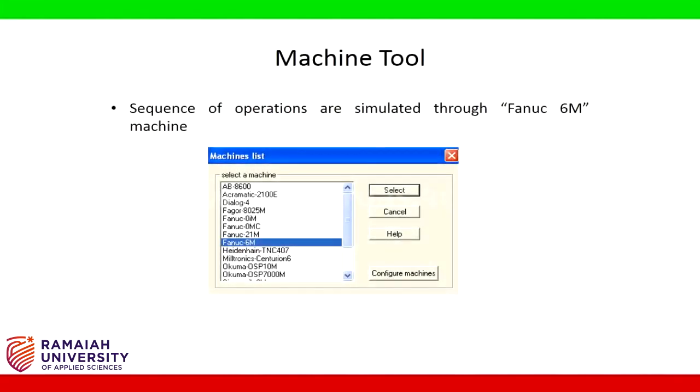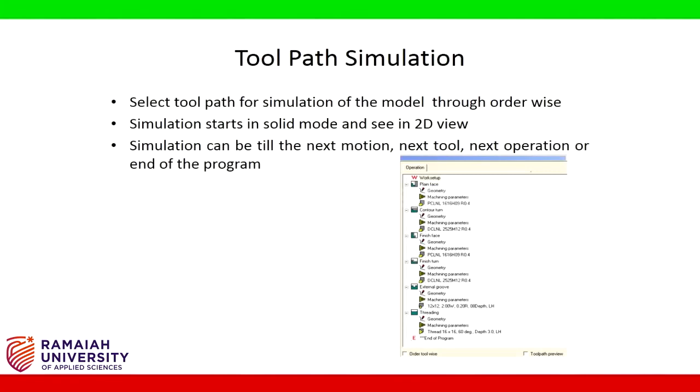Machine tool. Select the Fanuc 6M machine for sequence of operations. Tool path simulation. Select tool path for simulation of the model through operation-wise. Simulation starts in solid mode and can be seen in 2D view. Simulation can run till the next motion, next tool, next operation or end of the program. See the simulation video.